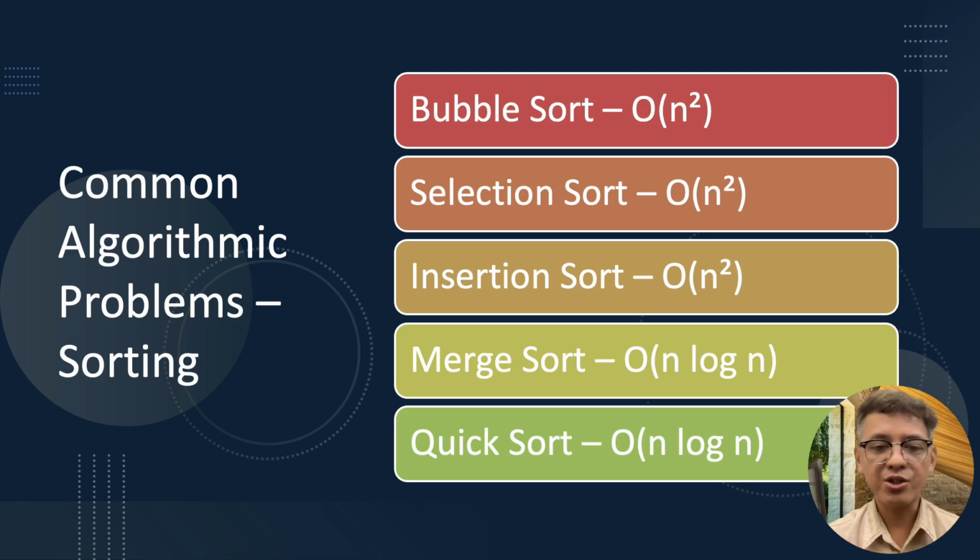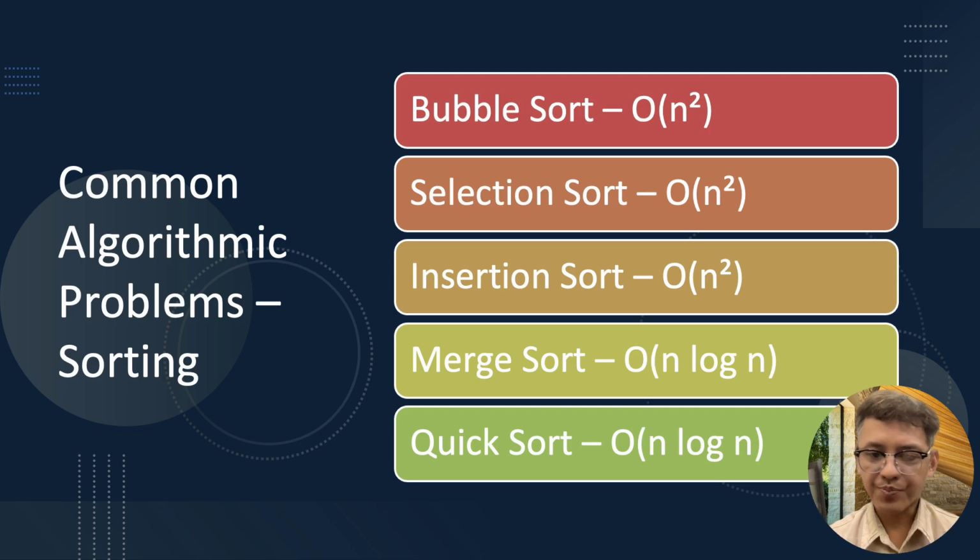Then insertion sort. This algorithm works like sorting a hand of playing cards, taking one element at a time and placing it in the correct position relative to the sorted parts. It's efficient for small or nearly sorted datasets.